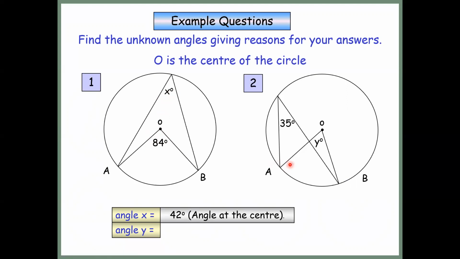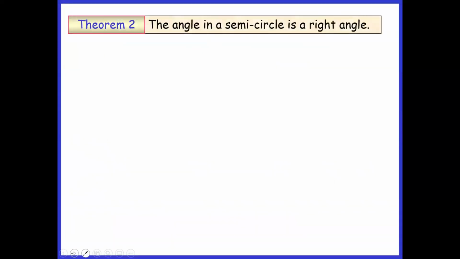And looking at number 2, in that scenario, we have the angle at the center is y. The angle at the circumference is 35. So we're going to double 35, and that will give us 70 degrees. So these are very simple applications of angle at the center. So let's move on to another theorem.